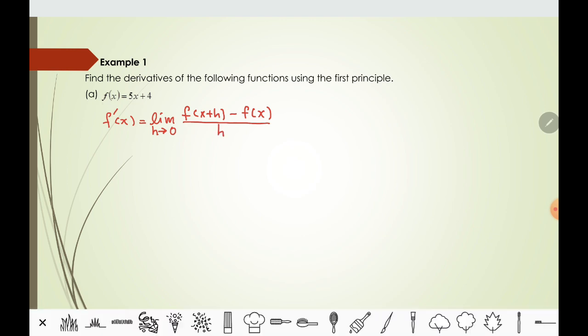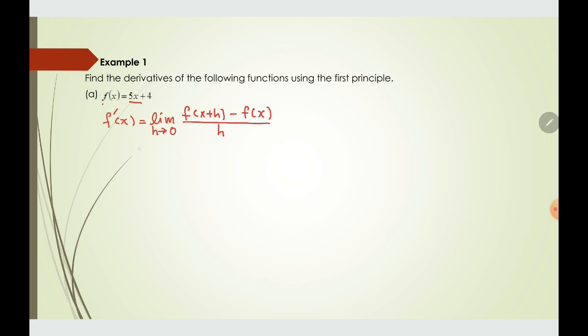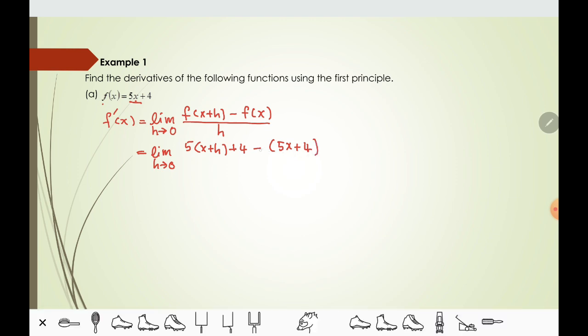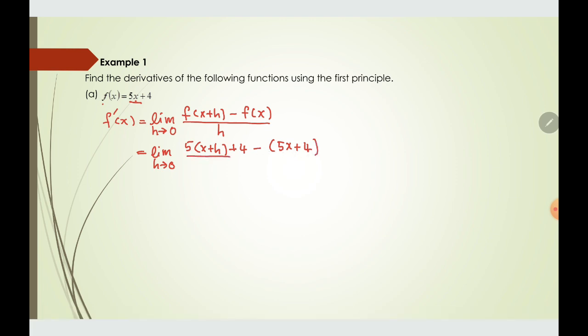Because we have f(x) equals 5x plus 4 here, we have to substitute x plus h into all x in your function. So the limit remains. We change x into x plus h, plus 4, minus, we have 5x plus 4. Don't forget to put a bracket since it will change the sign here, and then over h.